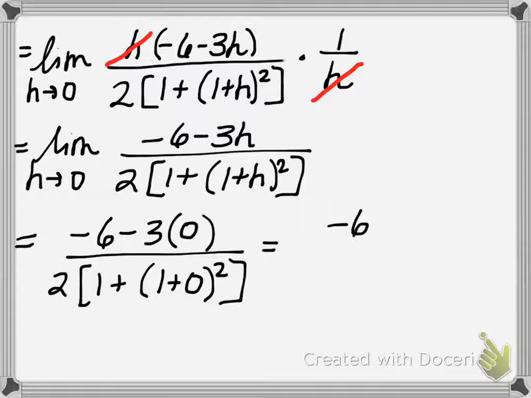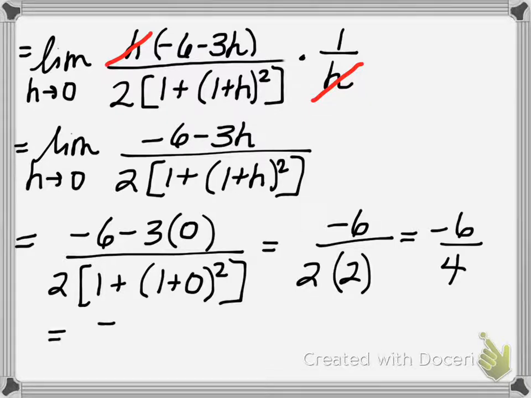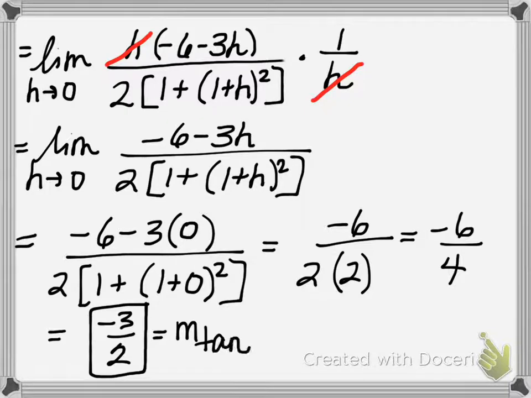So it looks like we're left with negative 6 in the numerator. And in the denominator, we have 2 times 1 plus 1 is 2, so 2 times 2, negative 6 divided by 4, which leaves us with negative 3 halves. Negative 3 over 2. So remember, this is the slope of the tangent line. And specifically, this was the slope of the tangent line at the point we were given, which was the point 1, 3 halves, if you look back at the original problem.